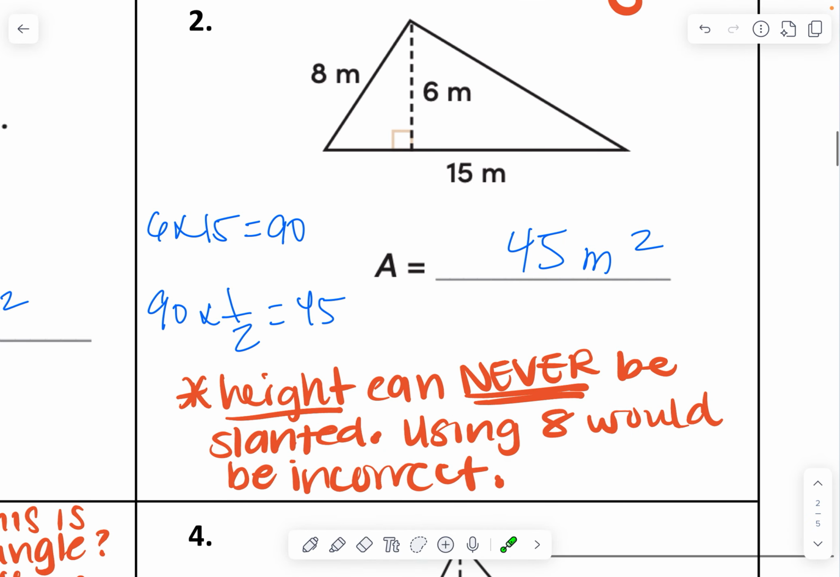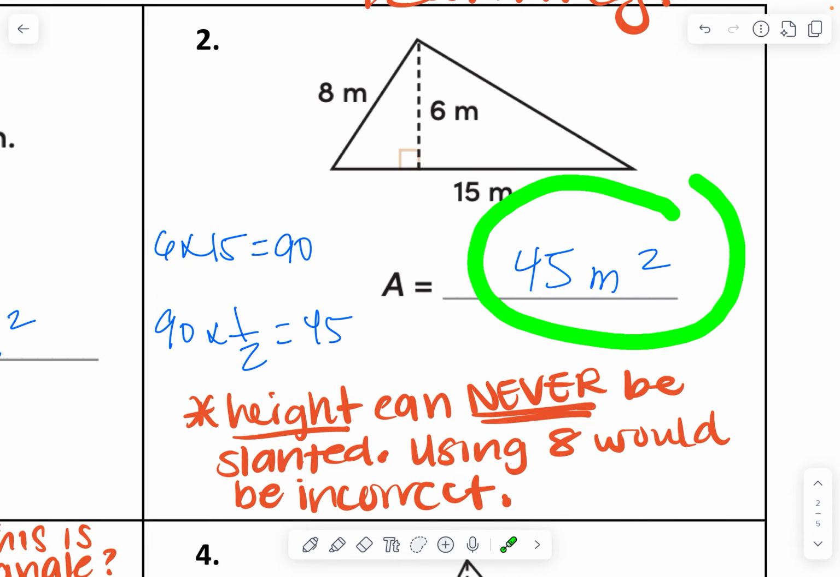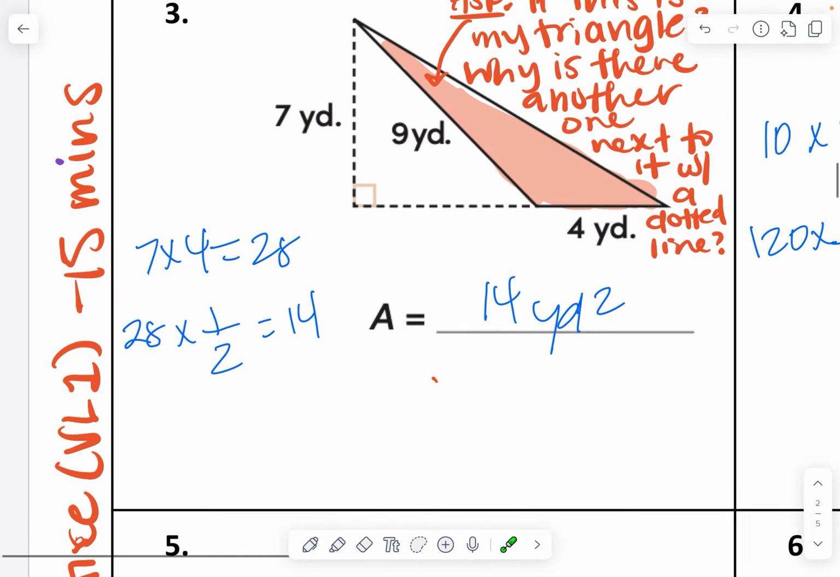And so in this particular question here, again, identifying our base is easy. It's 15. However, we have 2 separate values. We have 6 and we have 8. Height can never be slanted. Our height is 6. So 15 times 6 divided by 2 gives us 45 meters squared.